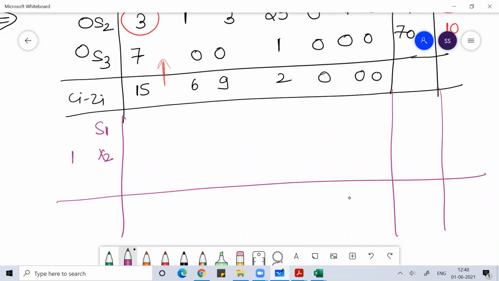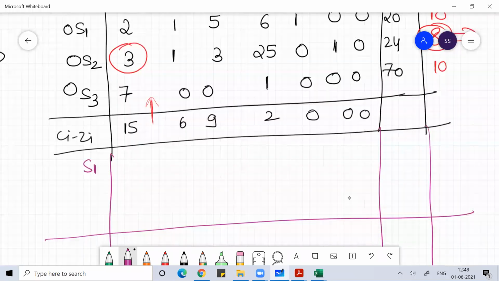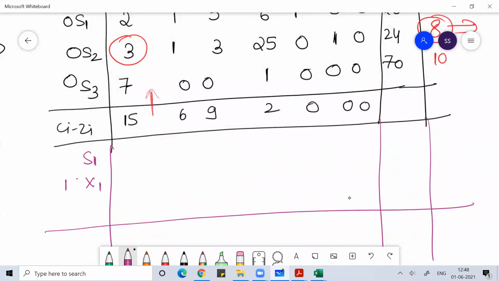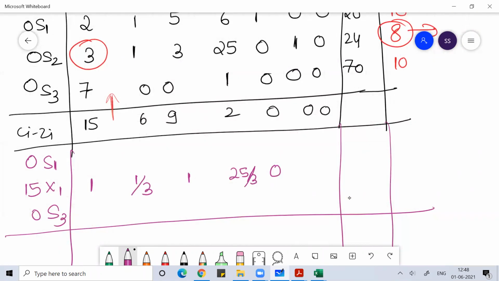Having coefficient 0 for S2, in place of it you will get X1, whose coefficient is 15. You have S3 with coefficient 0, 0. Now find the values: 3 divided by 3 is 1, 1 divided by 3 is 1 by 3, 3 divided by 3 is 1, 25 divided by 3 is 25 by 3, 0 divided by 3 is 0, 1 divided by 3 is 1 by 3, 0, and 8.